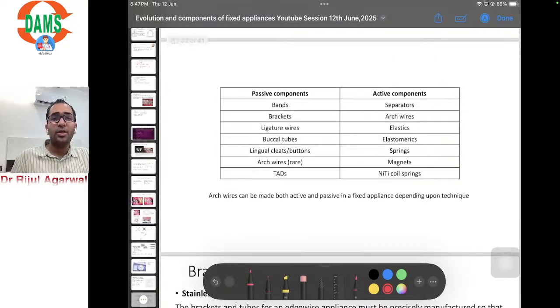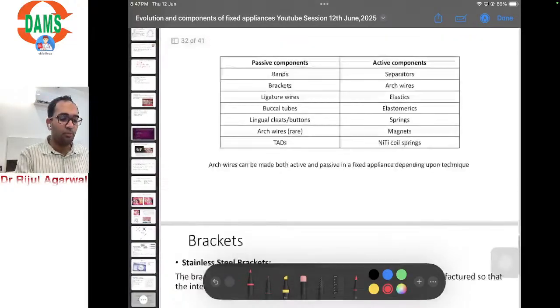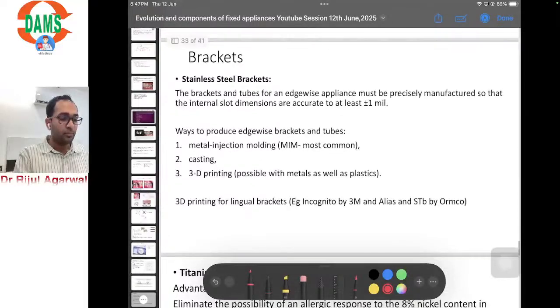So this is the summary of the differentiating components of the various appliances, the passive and the active components. Okay, a summary table, because in one of the MO exams they asked which of the following is a passive or active component. This is the differentiating table for these various components. So we are going to discuss in brief the important orthodontic component of the fixed appliance, that is the brackets, and the various materials from which they are made.